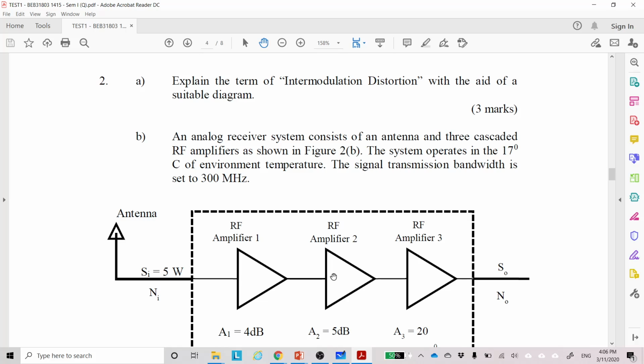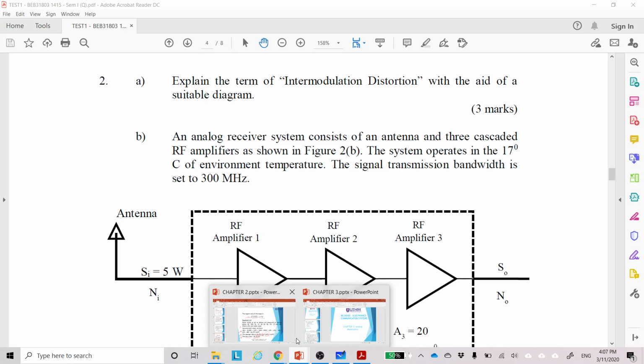Explain the term of intermodulation distortion with the aid of a suitable diagram. Macam mana ni? So intermodulation distortion is the generation of unwanted sum and difference frequency when two or more input signal are amplified in a non-linear device such as a large signal amplifier. Ini ada diterangkan dia punya definition dalam nota.